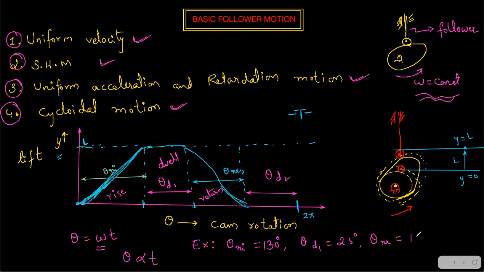Then theta return also is 130 degrees. And then you have the theta dwell period as how much? Just calculate. It is 260 plus 25, which is 285, and then you have 75 for theta dwell 2. So the total will come up to 360 degrees, right? This total is 360 degrees.